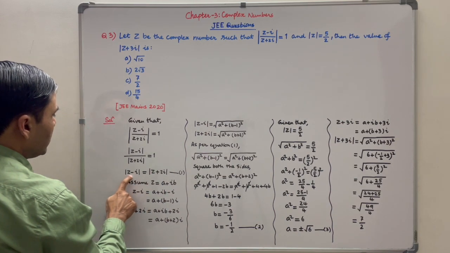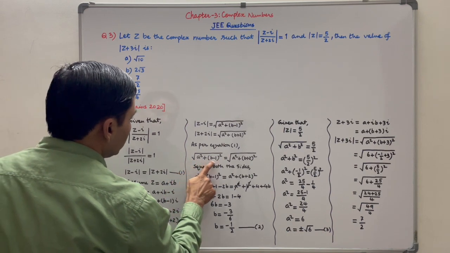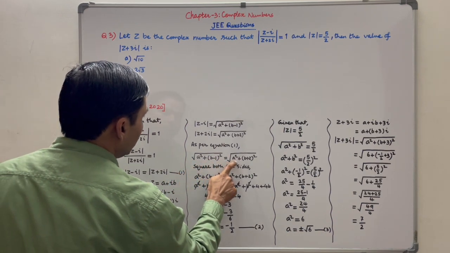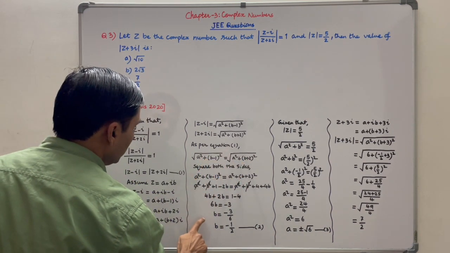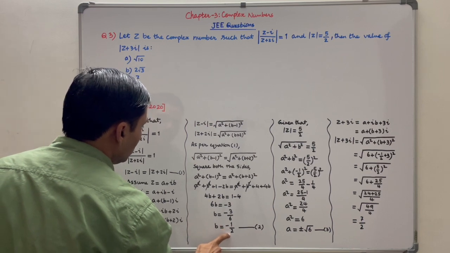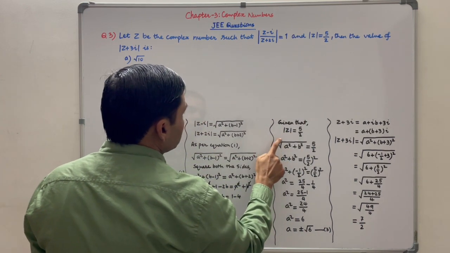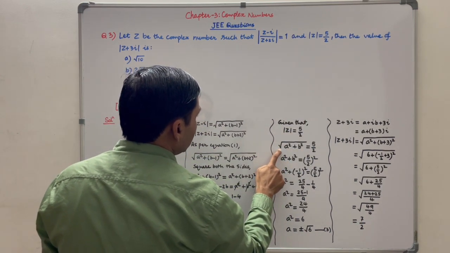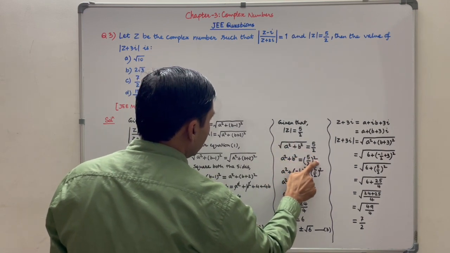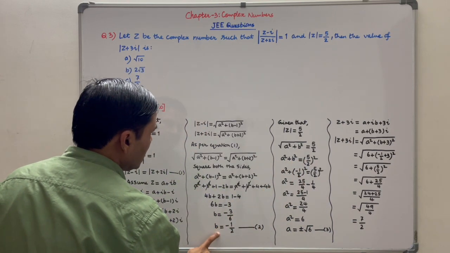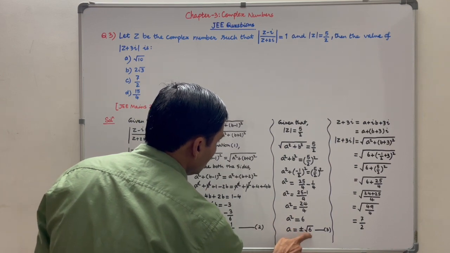As per equation 1, mod z minus i is equal to mod z plus 2i. So under root a square plus (b minus 1) whole square is equal to under root a square plus (b plus 2) whole square. Square both the sides and simplify to get b is equal to minus 1 by 2. It is given that mod z is equal to 5 by 2. Mod z is equal to under root a square plus b square. Square both the sides to get a square plus b square is equal to (5 by 2) whole square. Put the value of b as minus 1 by 2 and simplify to get the value of a is equal to plus minus root 6.